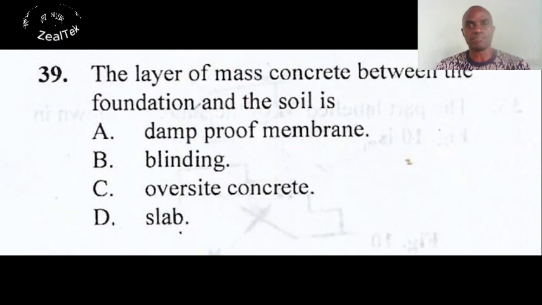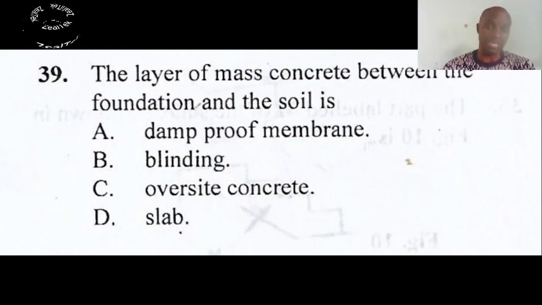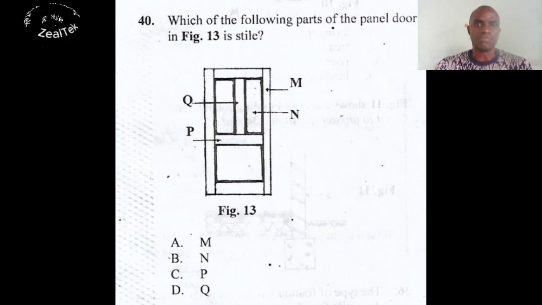39. The layer of mass concrete between the foundation and the soil is called what? Slab. This concrete slab. Yes, it is slab. The answer is D.